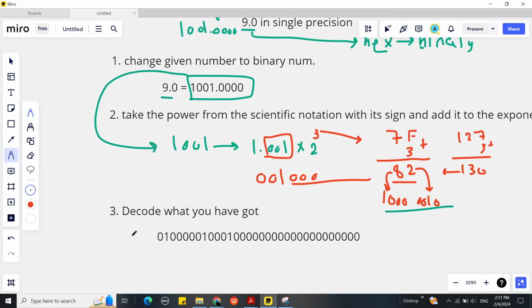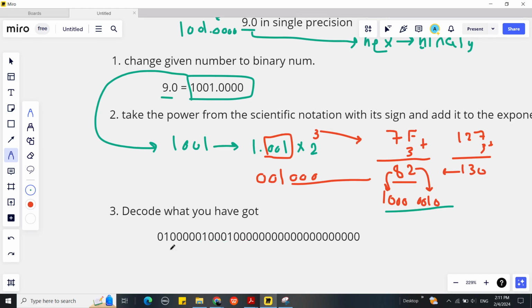Okay, now let me just recap. This is going to be the sign. These 8 bits are going to be the exponent, 1 2 3 4 5 6 7 8, and all of this is going to be the mantissa, and in total they are 32 bits. One of the differences between single precision and double precision is that single precision is 32 bits, but double precision is 64 bits, which is 32 multiplied by 2. Therefore it's called double precision. I think it's easy and clear.